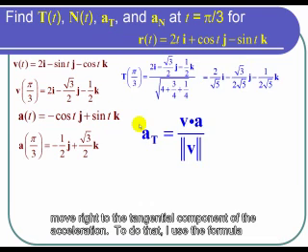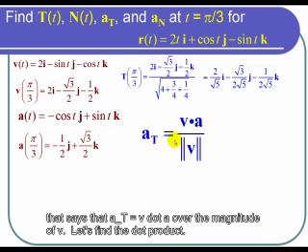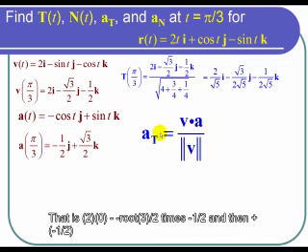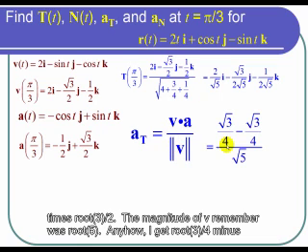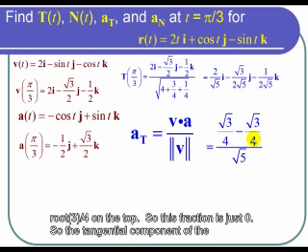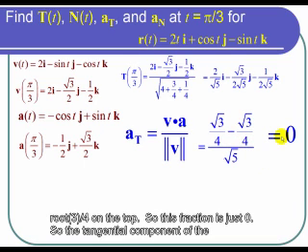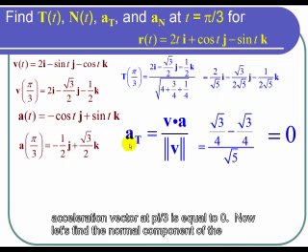So to do that, I use a formula that says that a sub T is v dot a over the magnitude of v. So let's find the dot product. That's going to be 2 times 0 minus negative root 3 over 2 times negative 1/2, and then plus negative 1/2 times root 3 over 2. And the magnitude of v, remember, was root 5. But anyhow, I get root 3 over 4 minus root 3 over 4 on the top, so this fraction is just 0. So the tangential component of the acceleration vector at pi over 3 is equal to 0.